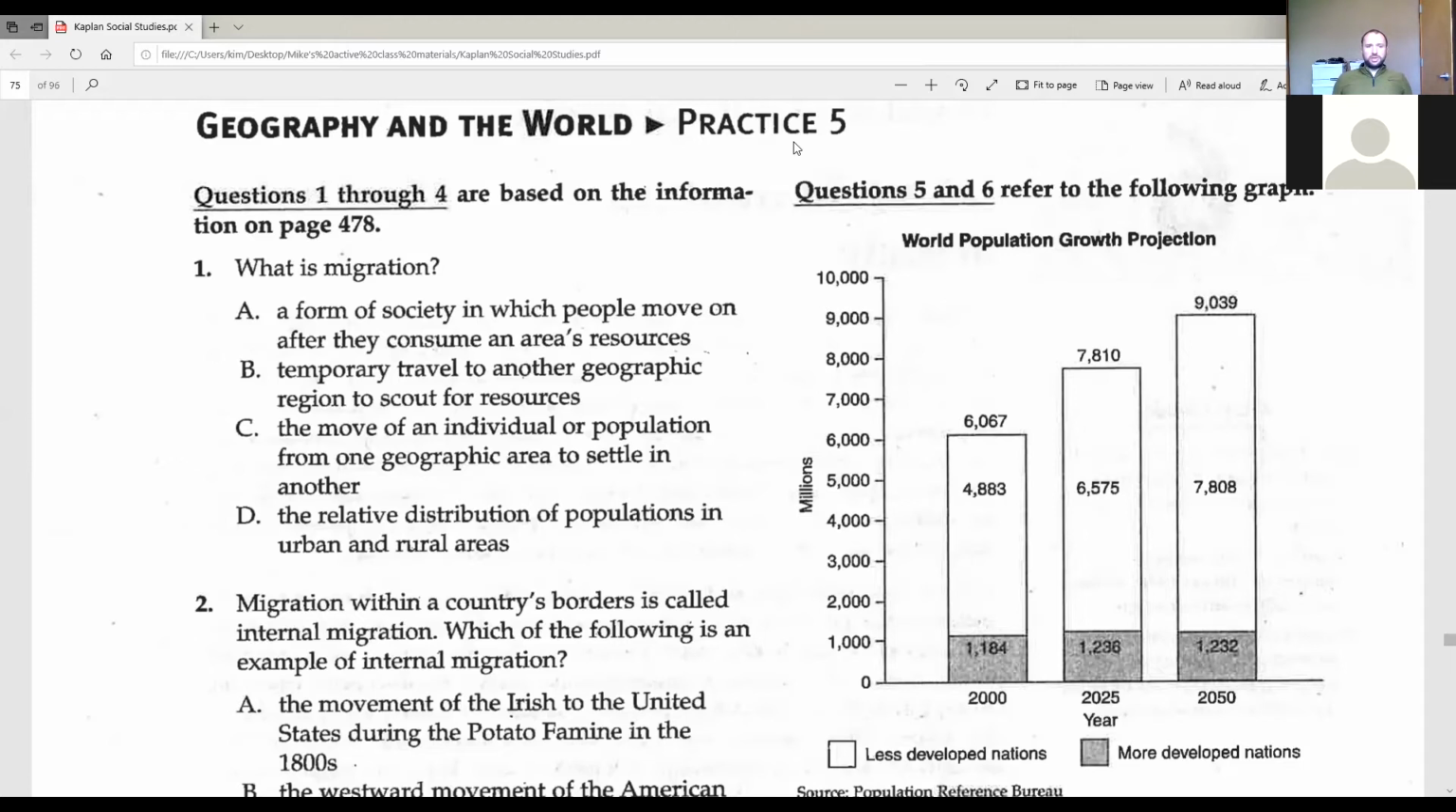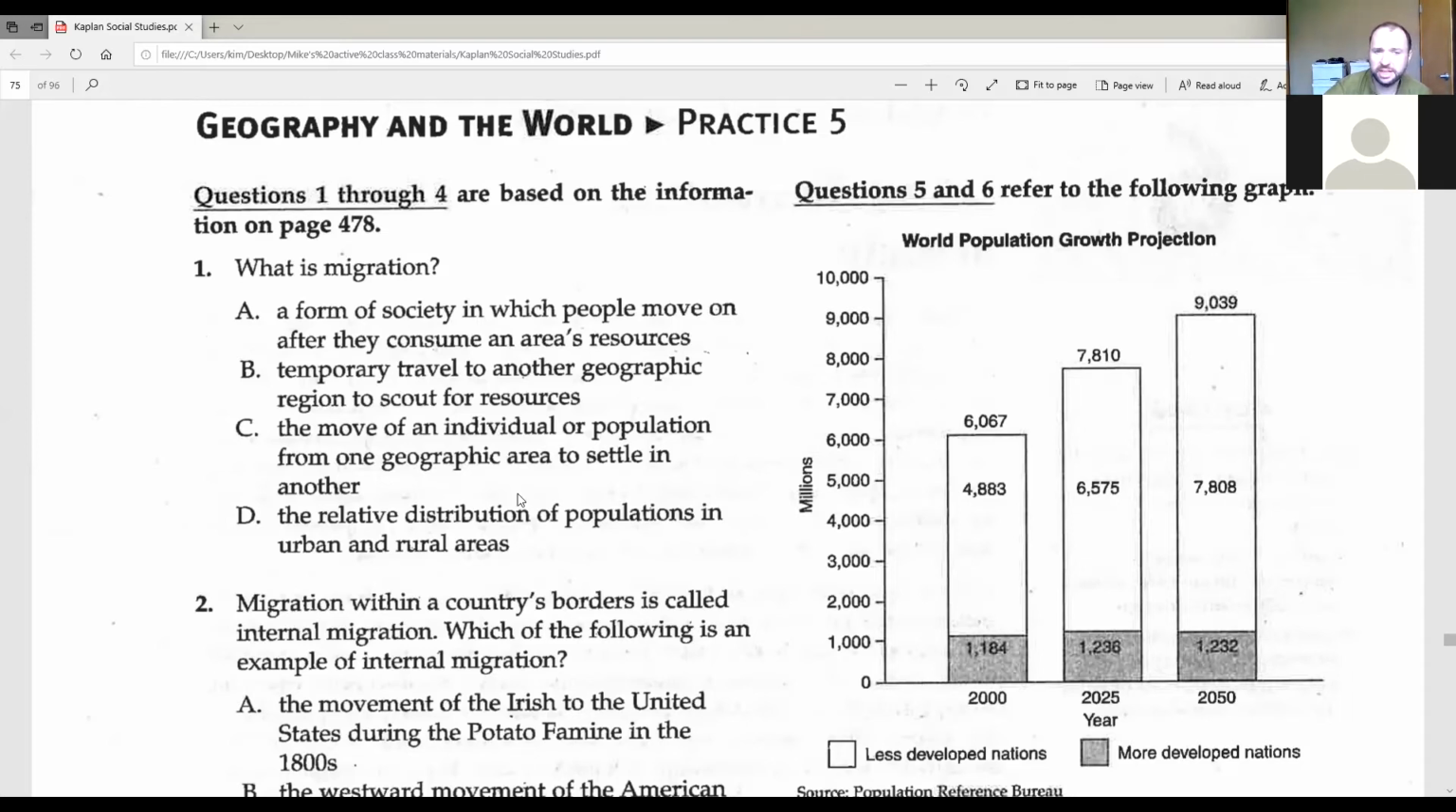Temporary travel to another geographic region, or C, the move of an individual or population from one area to settle in another. The key words here that really give it away are temporary versus settle. So temporary implies that it's not permanent, or even long-term, because you can live somewhere without the notion of it being permanent, but temporary travel implies you're just going somewhere for a little bit and then you're leaving. So that's not really migration.